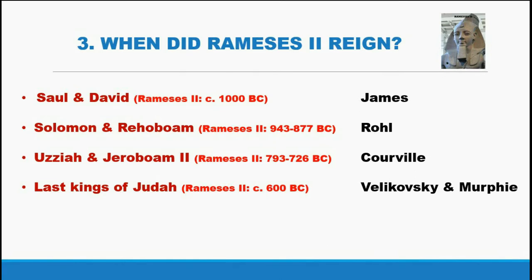Courville also identifies Ramses the Great as the biblical King So, that Hoshea of Israel paid tribute to before the Assyrians laid siege to Samaria. Immanuel Velikovsky and Dale Murphy place Ramses the Great much later as a contemporary with Nebuchadnezzar of Babylon. They identify him as the biblical Necho who fought the Battle of Carchemish.